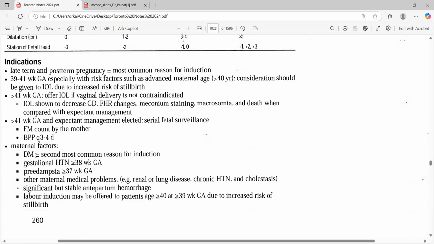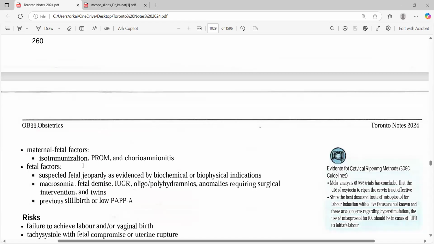Maternal factors are basically diabetes, gestational diabetes, preeclampsia, medical factors where the outcome is more dangerous than this one. Labor induction may be offered to a patient aged more than 40 at more than 39 weeks gestational age due to increased risk of stillbirth. Then what are the factors? Don't forget about the ROGAM. I keep on mentioning that one.